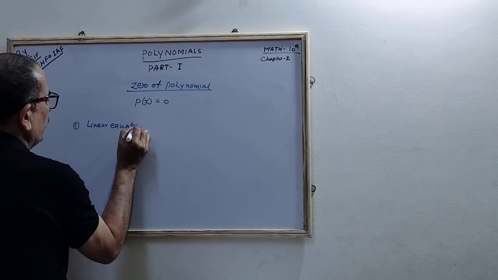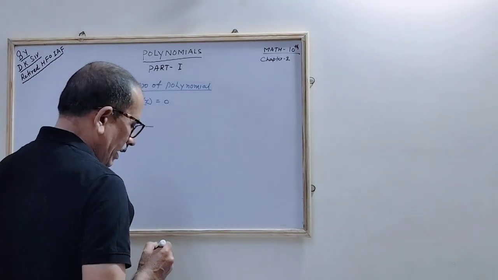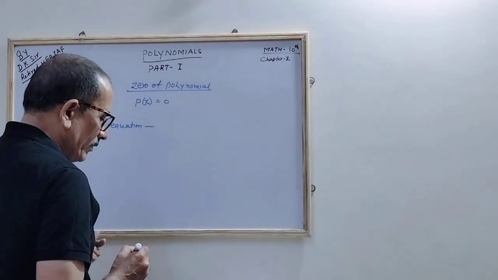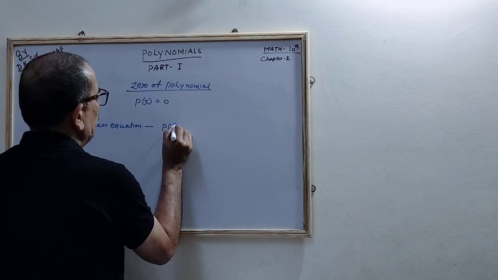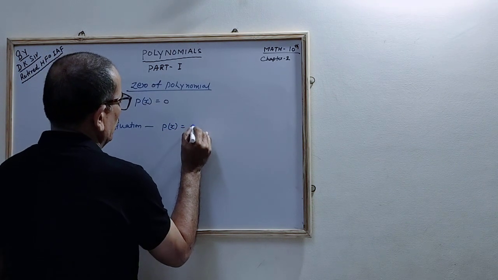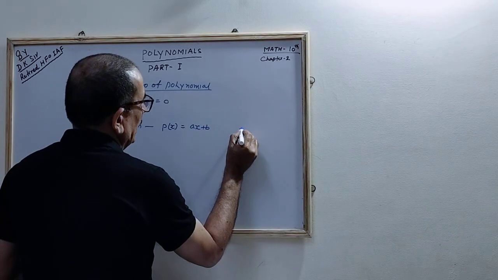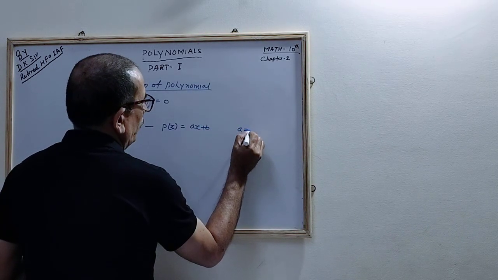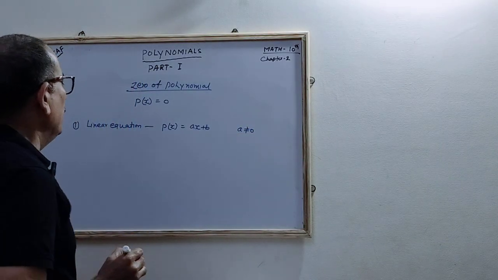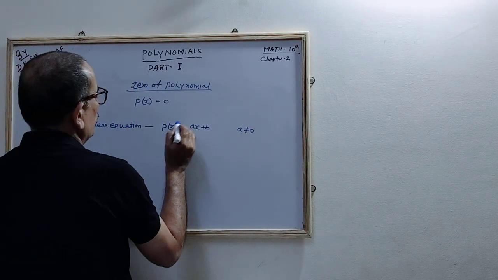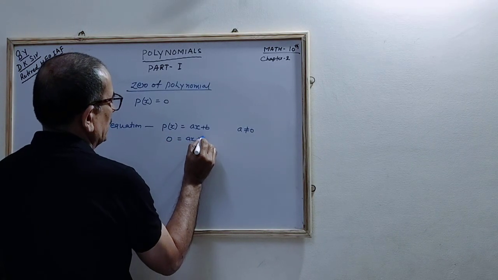In the linear equation, what is the standard formula? Do you know the standard formula of the linear equation? The standard formula is p(x) = ax + b, correct? Where a should not be equal to 0, correct? This is the equation. So to find the value, you write 0 is equal to ax plus b.